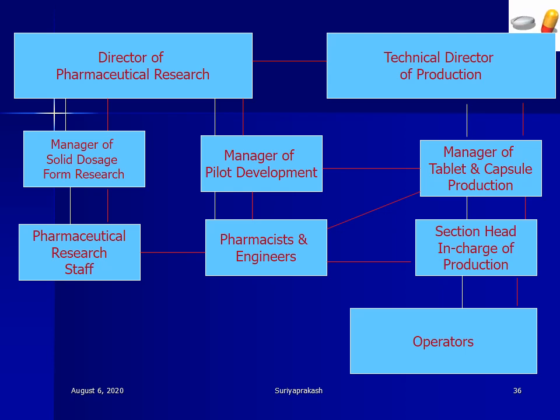Under him there is the manager of solid dosage form. Under him, pharmaceutical research. This sequence we already saw in the previous slide. Now under R&D we have a pilot plant, and under this manager of pilot plant we have pharmacists and engineers. These pharmacists and engineers are involved in the scale up techniques.